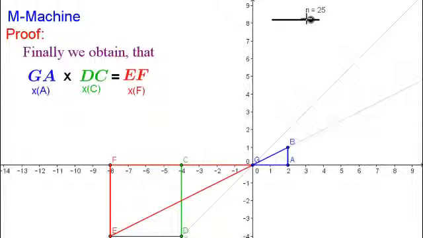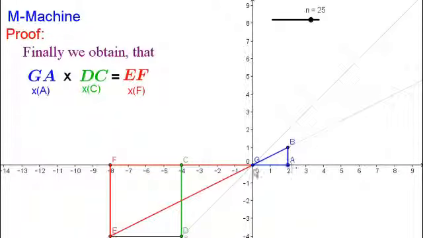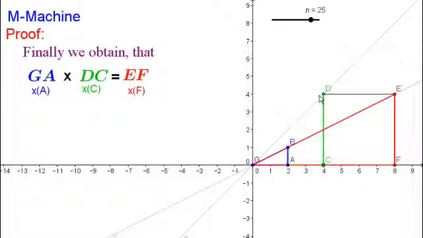Now GA represents the x-coordinate of point A, because that distance from here to here is 2. That will always be the x-coordinate of point A, because point G is located at the origin. Segment DC represents the x-coordinate of point C. Now DC is this vertical segment, but if you notice, DC has an endpoint on the line y equals x. So whatever my x-coordinate is, my y-coordinate is also equal to that. So DC is the x-coordinate of point C.